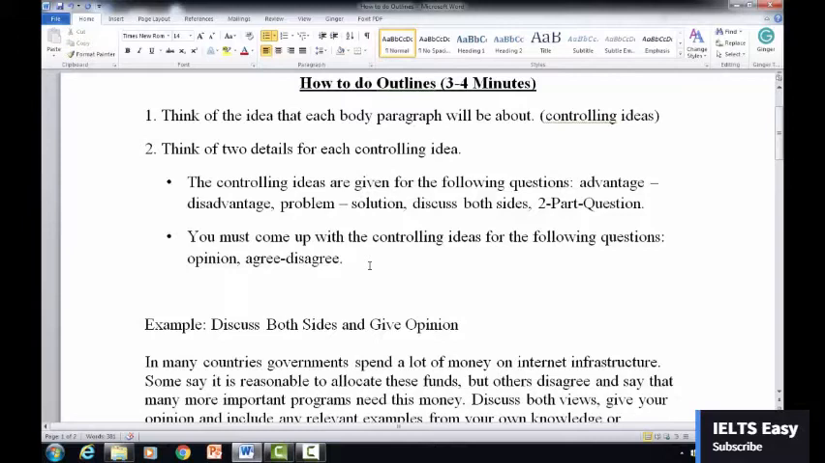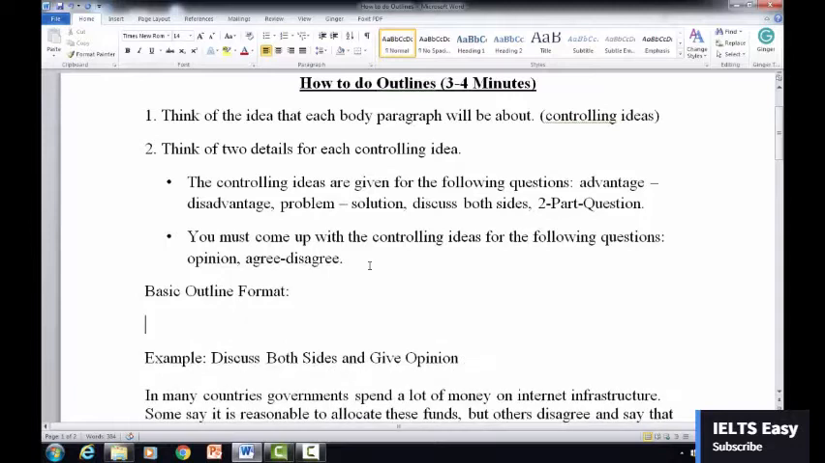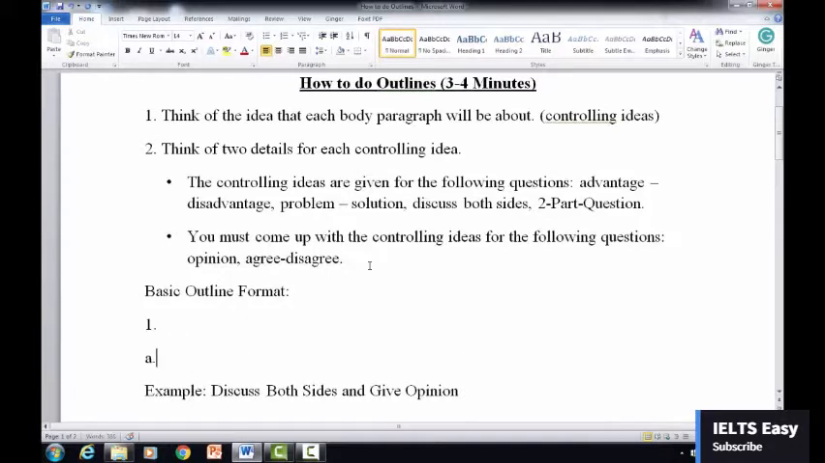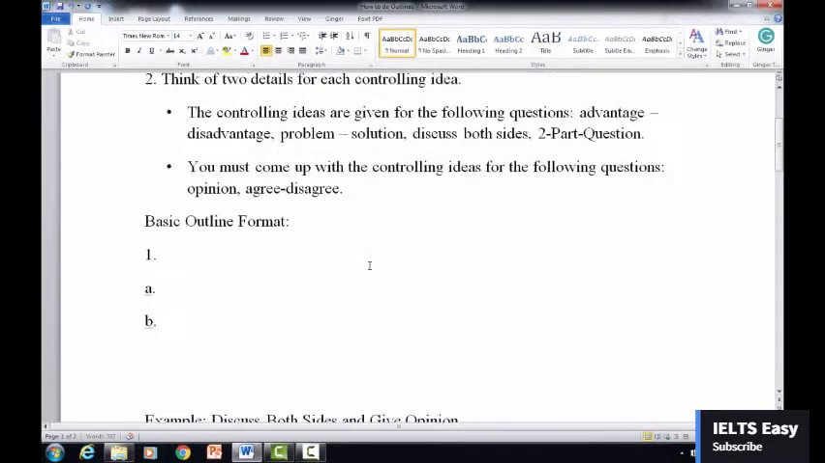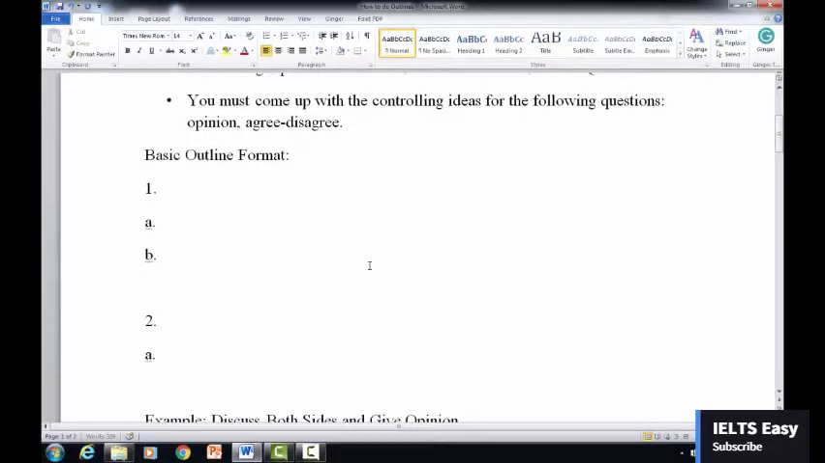And you're going to have to come up with your own controlling ideas if you have an opinion question or an agree or disagree question. So let's take a look at when we're talking about outlining. This is our basic outline format, in terms of our format for the outline. We're talking about 1A, B, 2A, B. Right, that's our basic format.